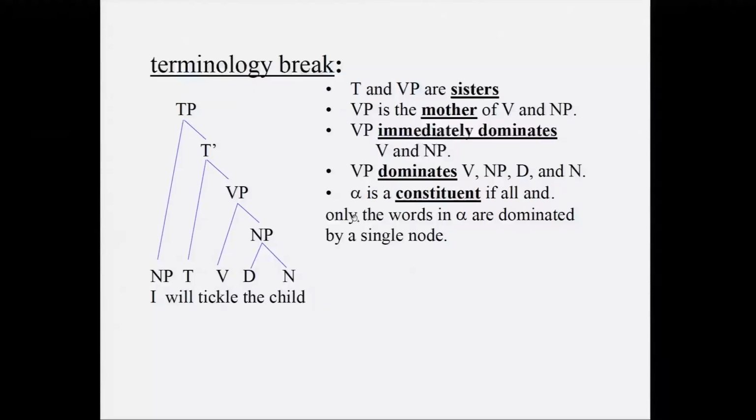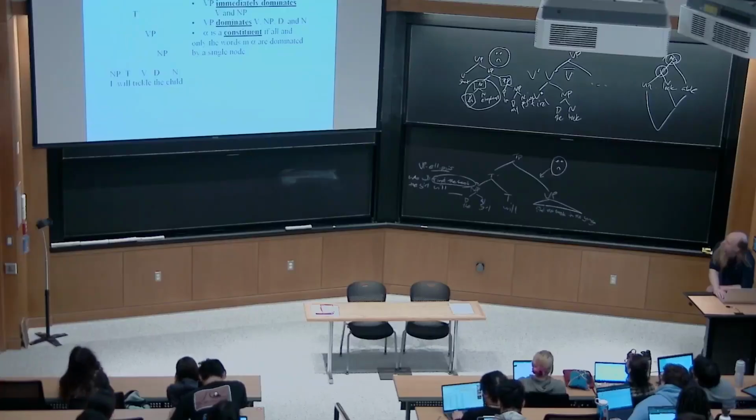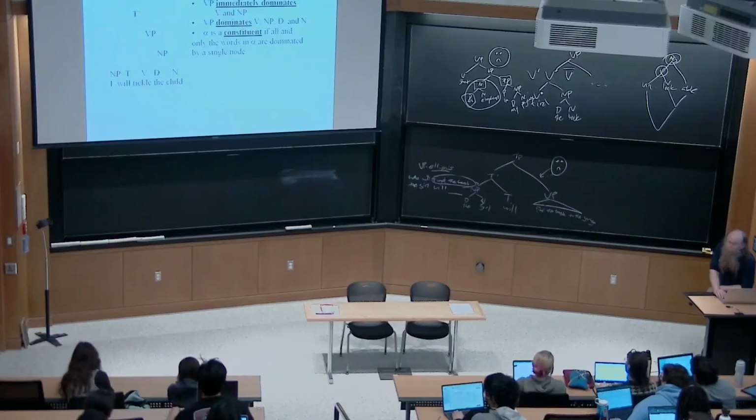And I've been using this word constituent, but now we can talk about constituents using this terminology. We'll say that something is a constituent if all and only the words in that thing, alpha, are dominated by a single node. So there is a constituent, tickle the child, for example, that verb phrase, because there is a verb phrase that dominates just those words, tickle the child. There is no constituent will tickle in this tree, because there's no node that just dominates the words will tickle.